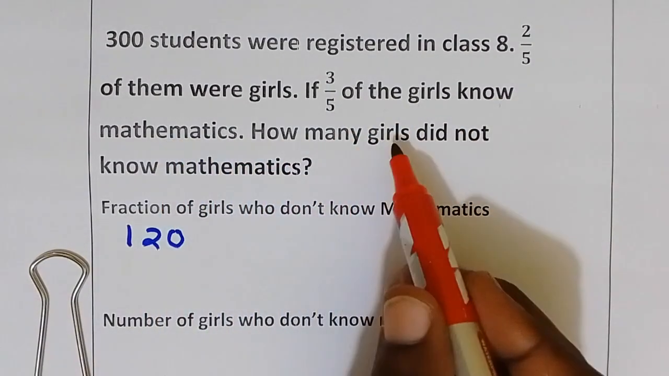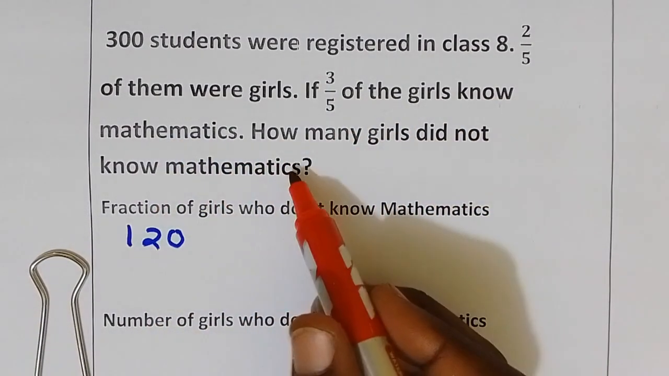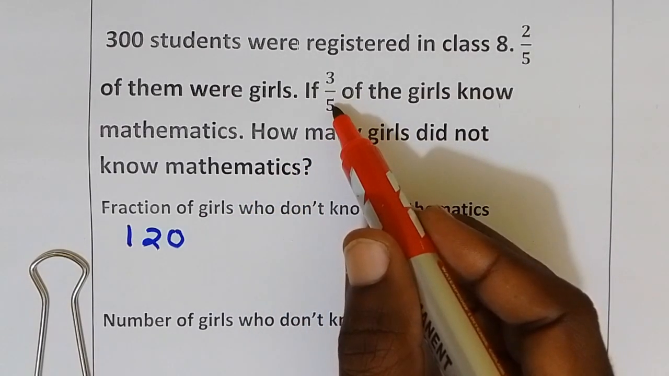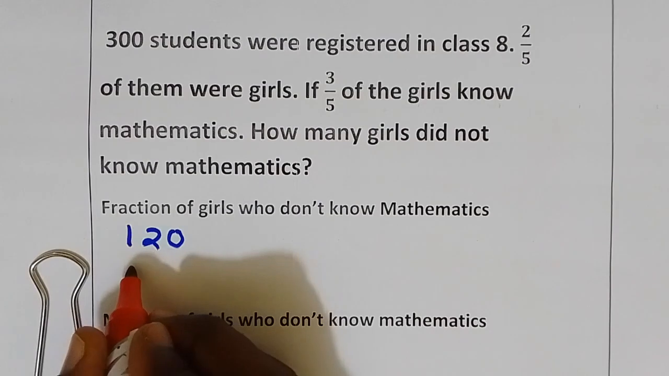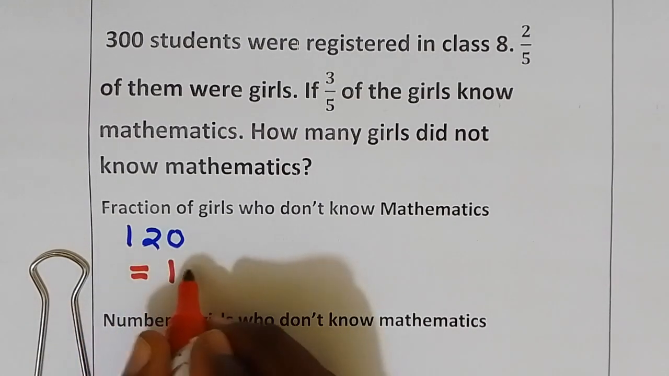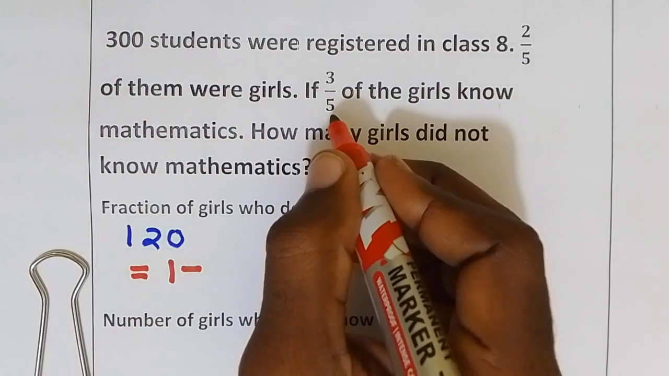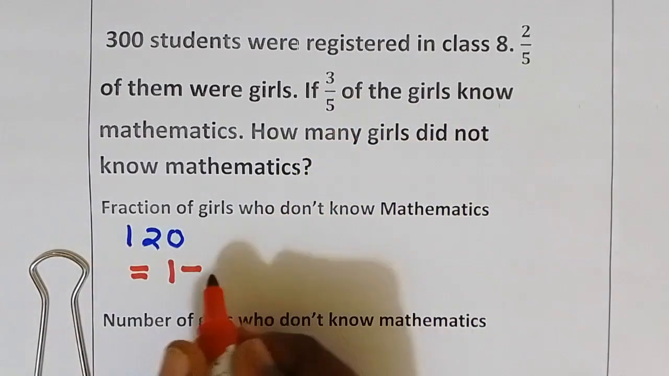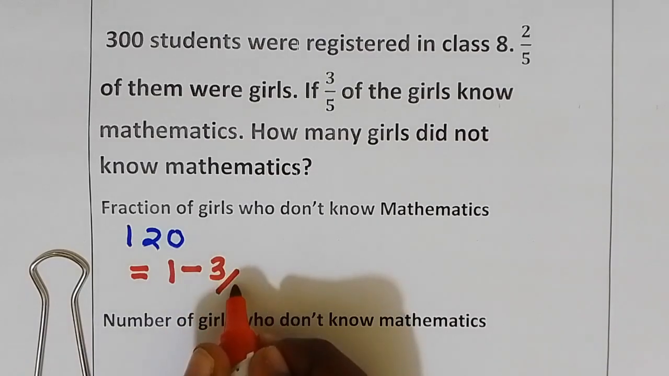So we need to know the girls who didn't know mathematics. First, we are going to find the fraction of girls who don't know mathematics. That is going to be 1, take away the fraction of those who know mathematics. So, the fraction of students who don't know mathematics is equal to 1, take away the fraction of girls who know mathematics. That is 3 over 5.